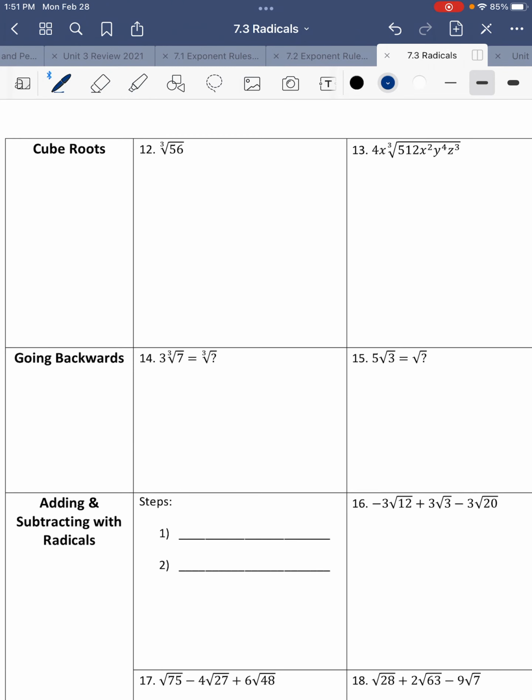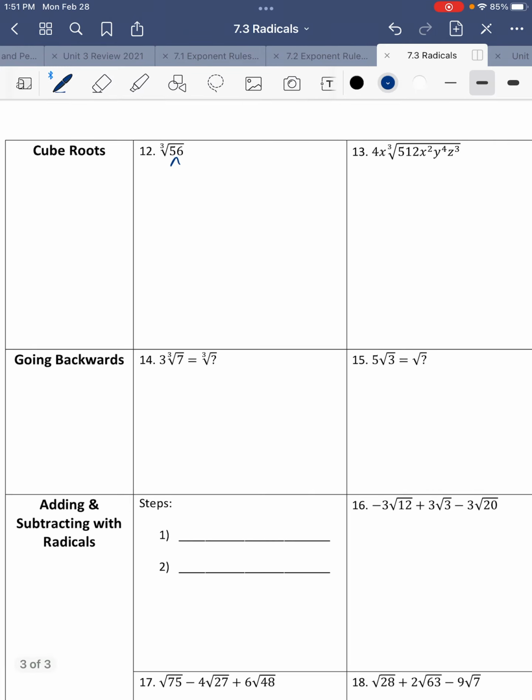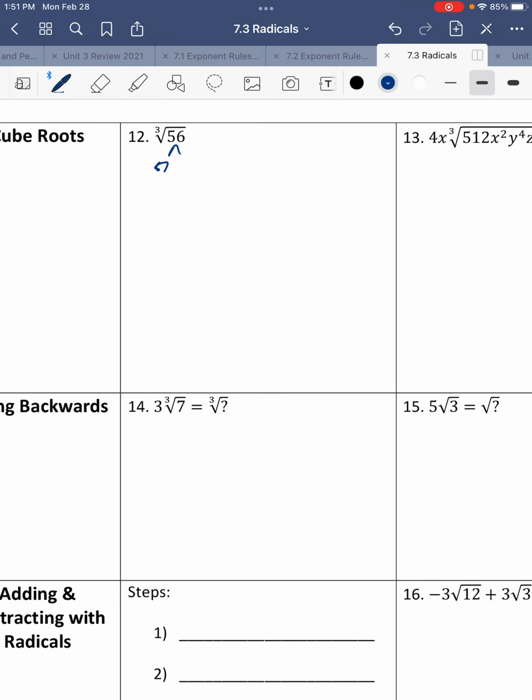Right on the back, we have cube roots. This is the first time we've encountered cube roots, so we're going to break it down exactly the same. It has nothing to do with the radicand, the number underneath. We're going to break that down just like we did. So 56 is 28 and 2, 14 and 2, 7 and 2. I'm going to write this out horizontally. So we have 2 times 2 times 2 times 7. This is a cube root, so we need groups of 3.